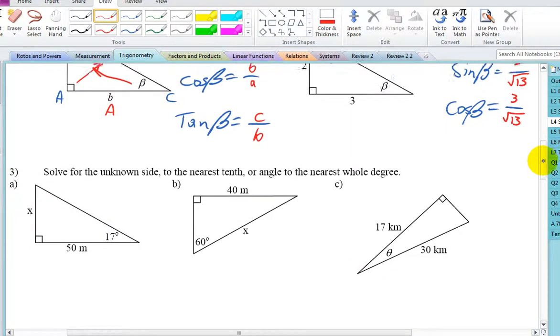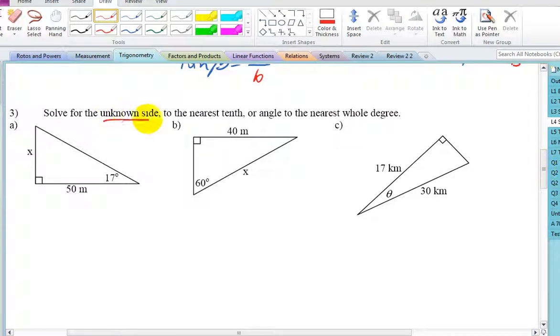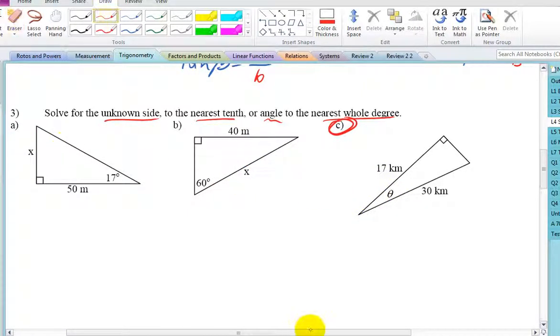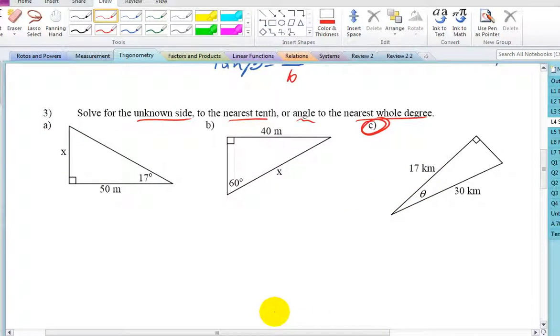All right. So what we want to do is find an unknown side to the nearest tenth or the angle to the nearest whole degree. So C, that's where we have to find the angle. These ones are finding sides. So let's start with A. Please find the side X. Start by labeling your HOA, choose a ratio, just like at the top of the page.